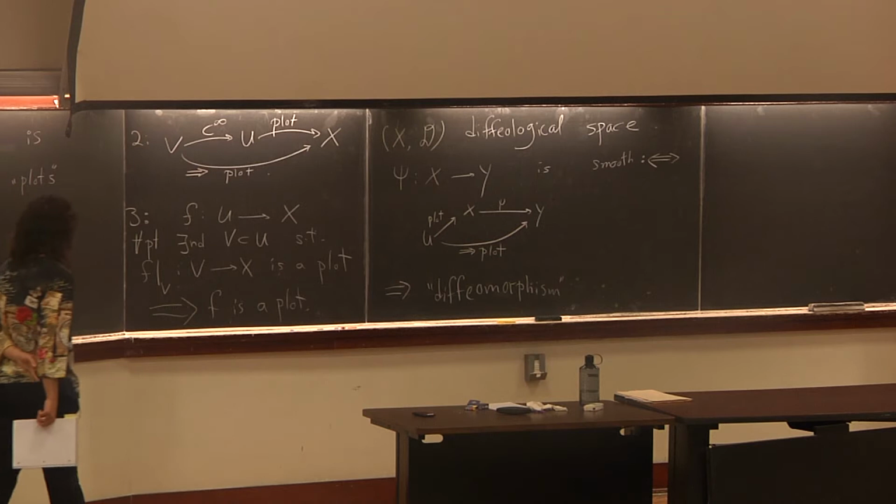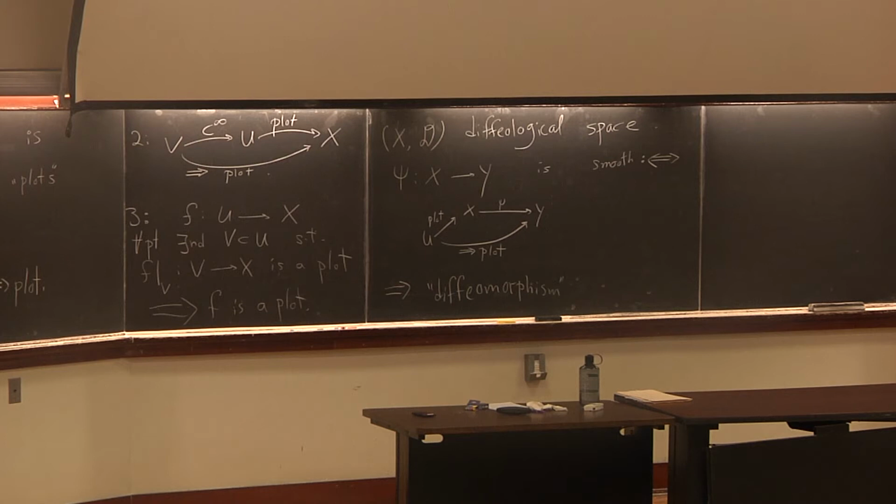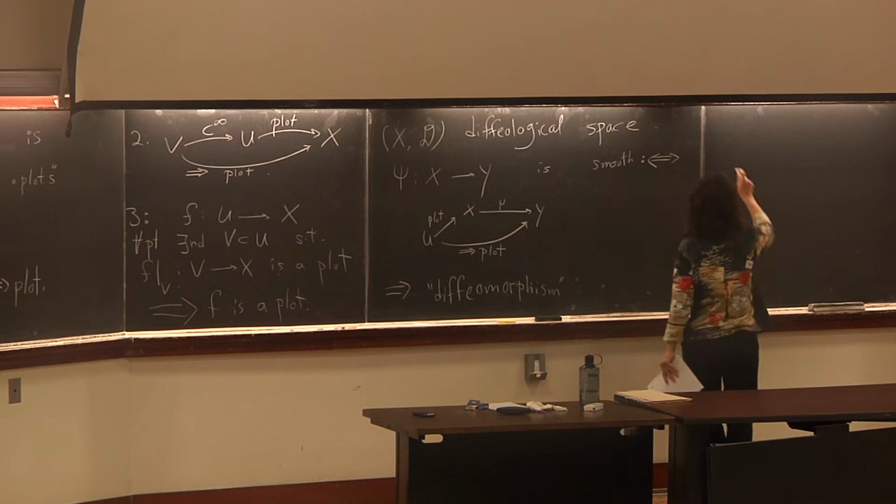With this standard diffeology, a map to a diffeological space is a plot if and only if it is smooth in the diffeological sense. So everything goes through. Manifolds then become a full subcategory of the category of diffeological spaces. To get something more interesting, let's look at the quotient diffeology.